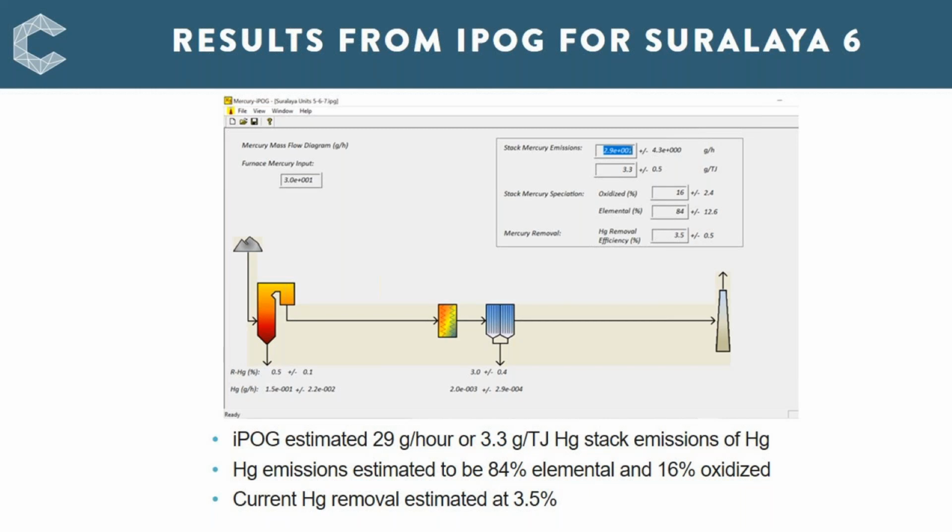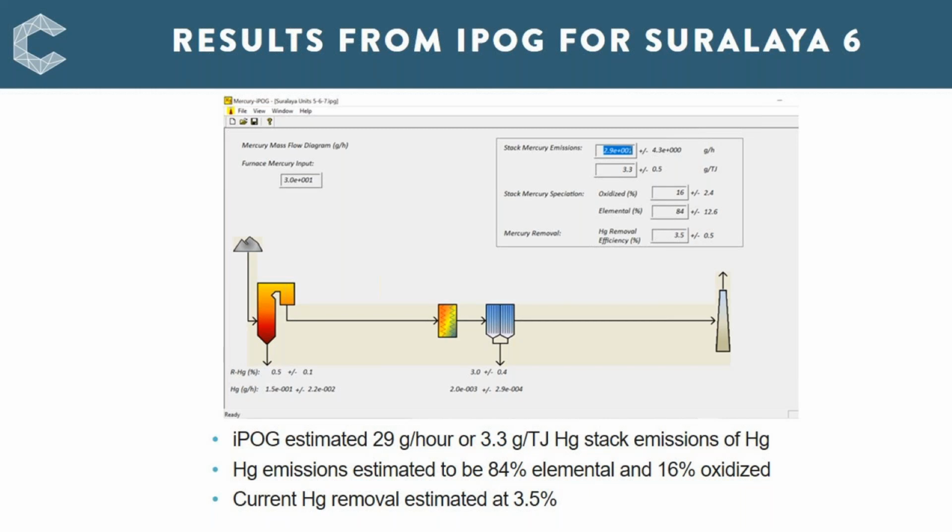So based on the input that I just presented, that we have at this point, iPOG estimated that almost 30 grams of mercury per hour is going through the stack at Suralaya, while the majority of it is elemental mercury, over 80%, and the rest oxidized mercury. Fairly poor mercury control, mercury removal by the ESP at only above 3%.